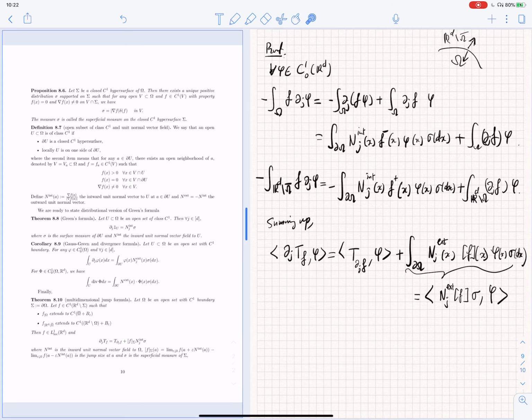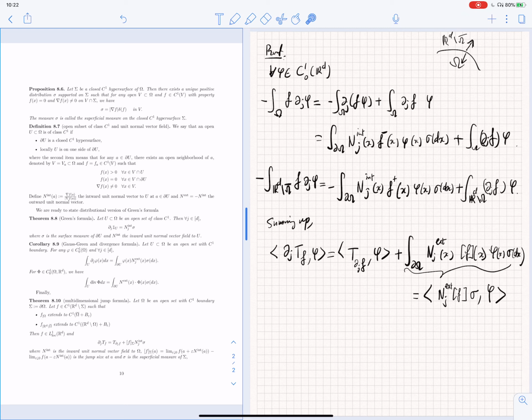Okay, so this proves the multi-dimensional jump formula, and I just recognized that there is a typo here. This should be an outward unit normal vector field. I'm going to change it in the final version of the notes.